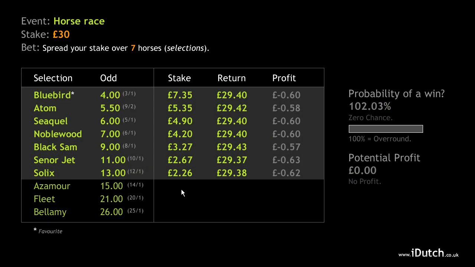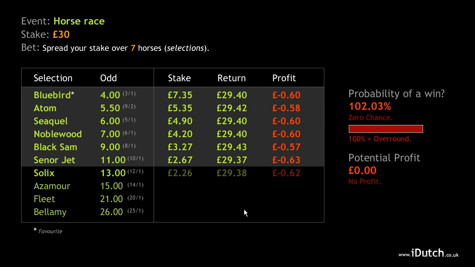Before we take a look at the summary, we could try and cover the top 7 horses, but the probability has now exceeded the 100%. So all calculations will result in negative profit. So our optimum bet is to cover the top 6 horses. For obvious reasons, we can never cover all selections. If we could, then we would win every single time and the bookmaker would go out of business.